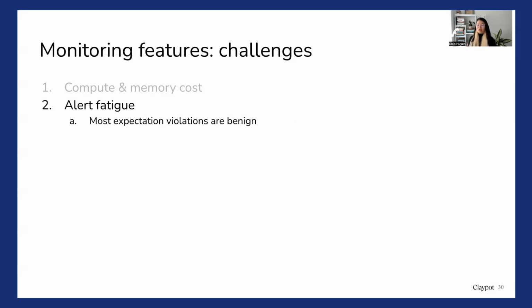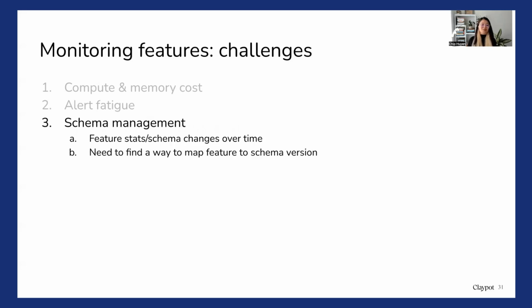Also, when we have so many features, it's very likely that some of them change from time to time. If you have 10,000 features, very likely maybe 10 of them change in a day. So we end up with a lot of alert fatigue, because most of these changes in feature statistics are not important and don't really do anything to the model. If you alert developers or data scientists every time something changes, they get sick of the alerts because a lot of them are false alarms.